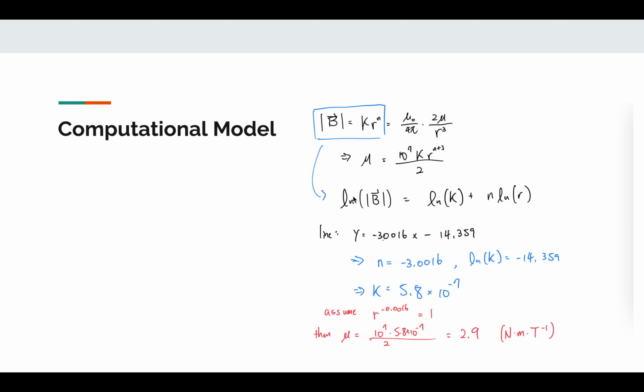So these are my computations. I basically compared these 2 equations, and I found that n equals this and k equals this. And then I assumed that this r to the power of negative 0.0016 equals 1, and I found mu.